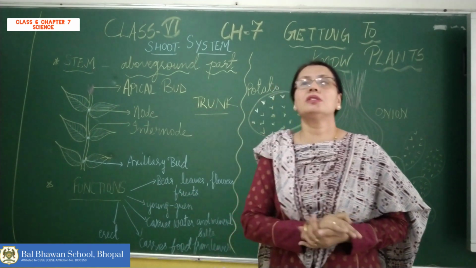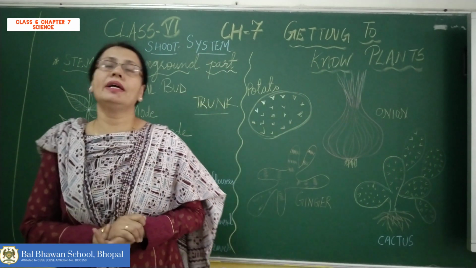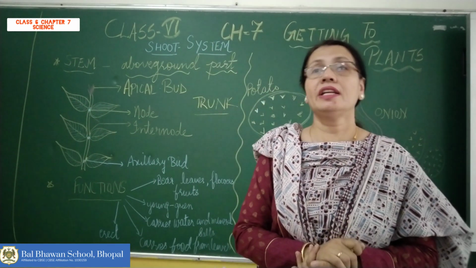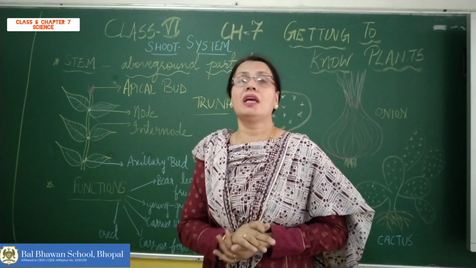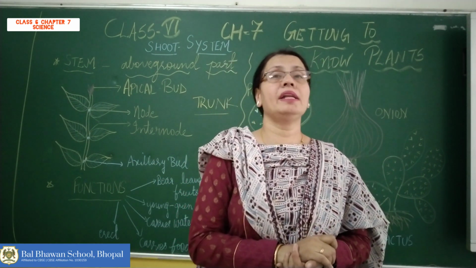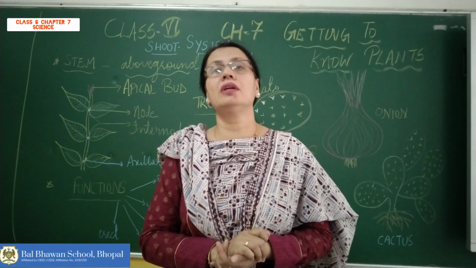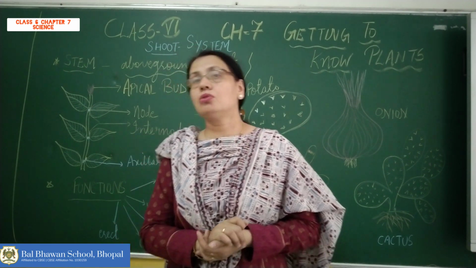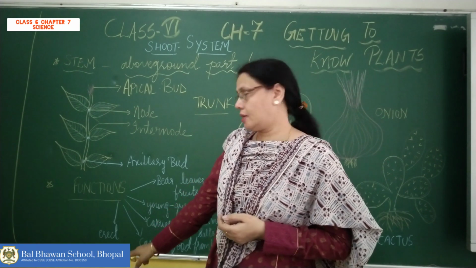Now let us discuss what the functions of the stem are. Now, children, you all know that if we don't have a backbone, then we will not be able to stand erect. In the same way, the stem acts as the backbone of the plant and it helps in keeping it erect. If the stem is not there, the plant would not be standing erect. So that is the first function of the stem, to keep the plant erect.